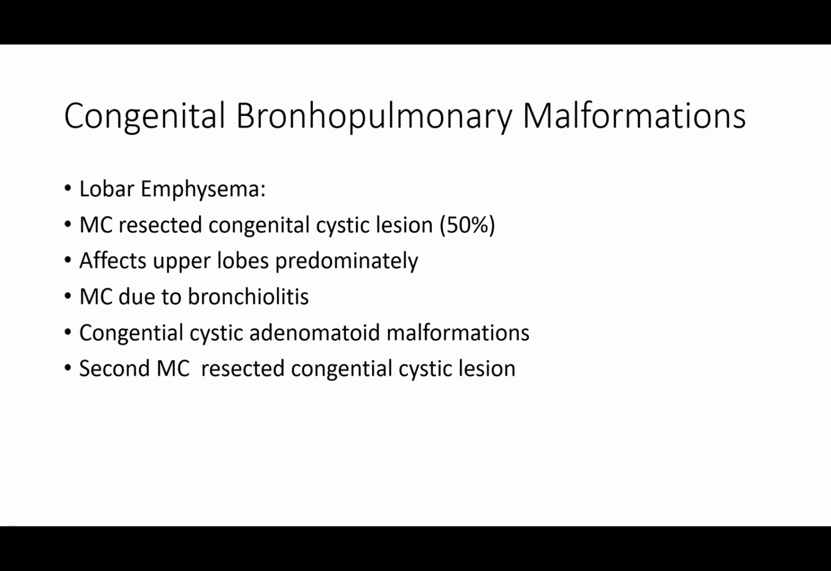You can get congenital bronchopulmonary malformations. So lobar emphysema is the most common resected congenital cystic lesion. It affects the upper lobes predominantly. It's usually due to bronchiolitis. And then you can also have congenital cystic adenomatoid malformations, which is going to be the second most commonly resected lesion.